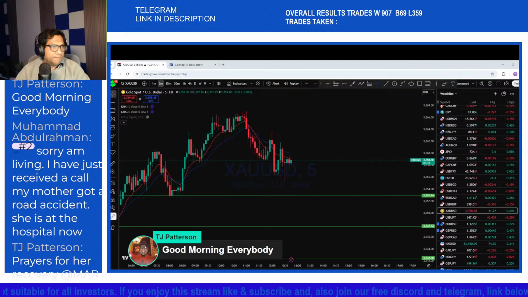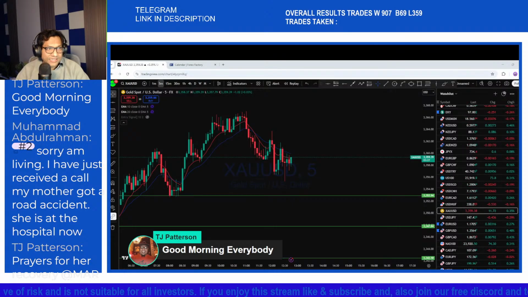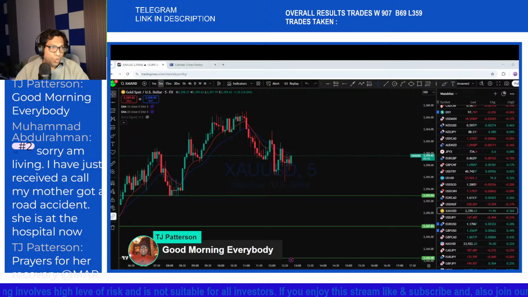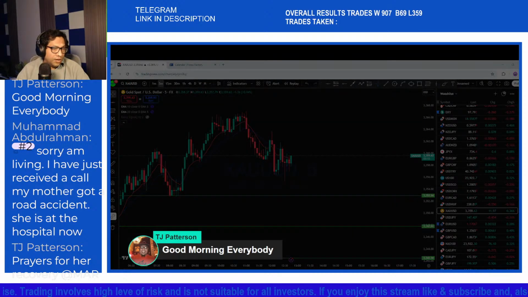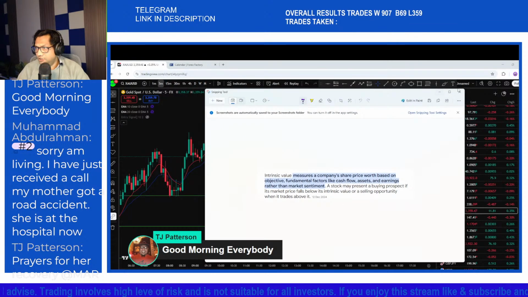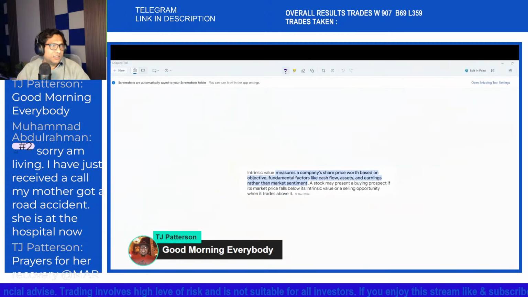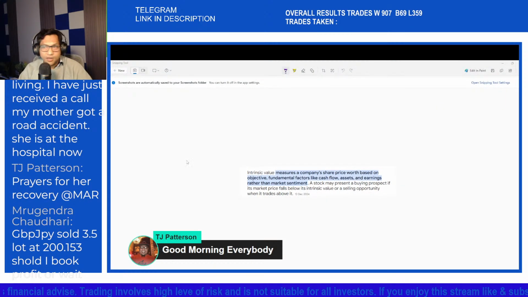So let's understand it. If you look at a stock, the intrinsic value measures a company's share price based on objective fundamental factors such as cash flow, assets and earnings rather than sentiment. A stock may present a buying prospect if its market price falls below its intrinsic value, or a selling opportunity when it trades above. That's where you need to pay attention when there is an event. This is where news events help us get understanding, guys. These are the real way to trade the market.